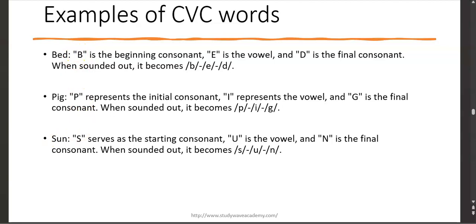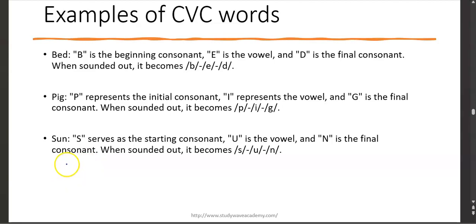I'll give a lot of examples of CVC words because I want us to understand. So bed is an example. B is a consonant. E is a vowel. D is a consonant. Therefore, it's a CVC word. Pig. P is a consonant. I is a vowel. And G is a consonant.